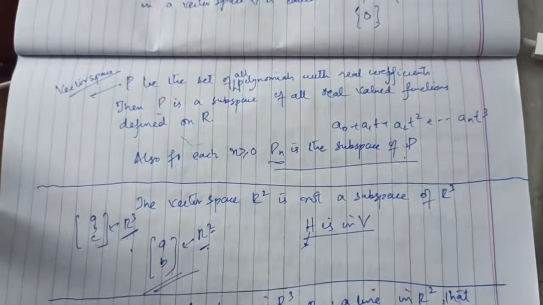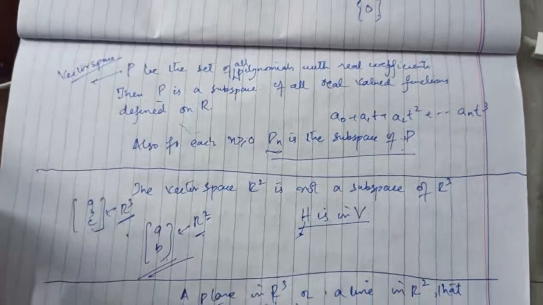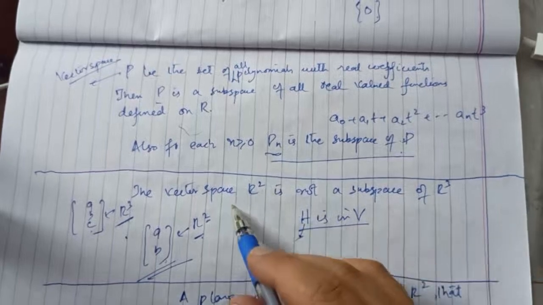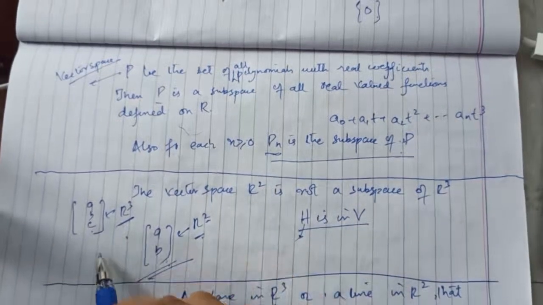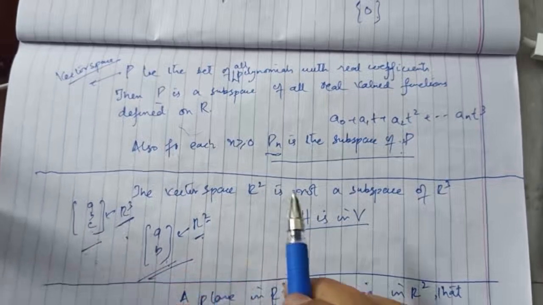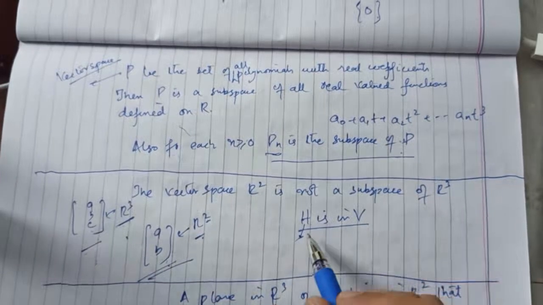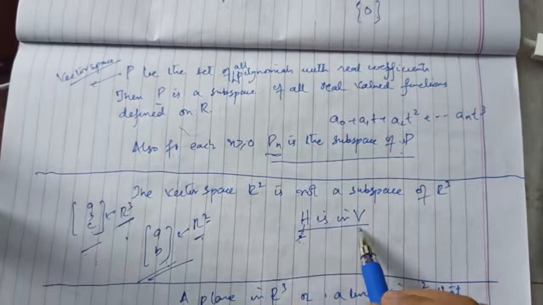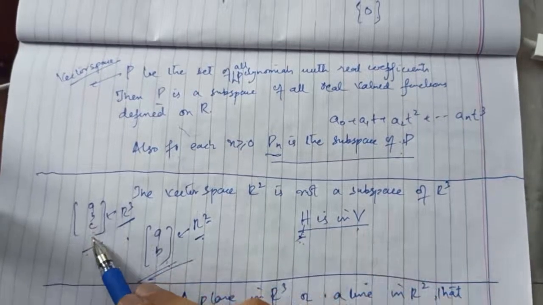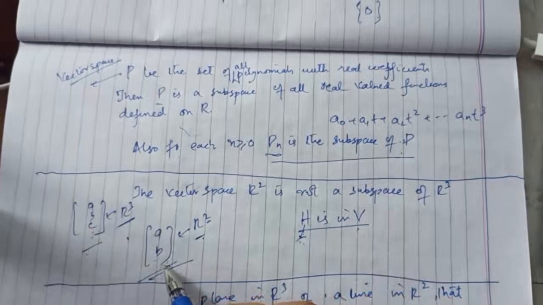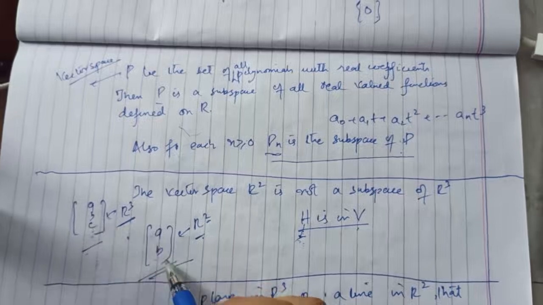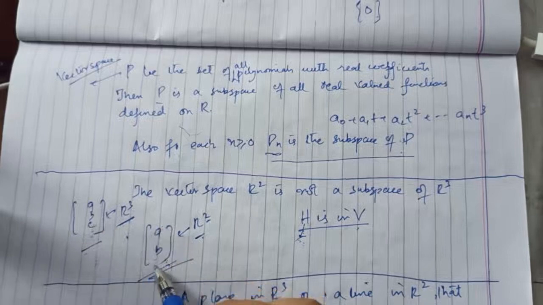Now one of the most important things to consider is that the vector space R2 is not a subspace of R3. A vector in R2 can be written as (a, b), but a vector in R3 is written as (a, b, c). You have to remember that H is in V, so the vectors of H are a subset of the vectors in V. (a, b) is not a subset of the vectors (a, b, c), because you cannot generate c from this vector, or rather it is not in the same dimension as V.